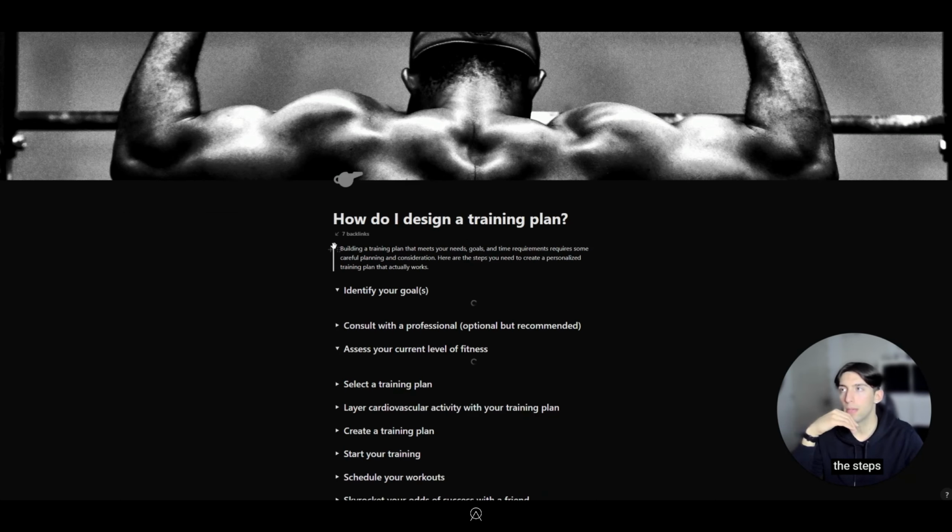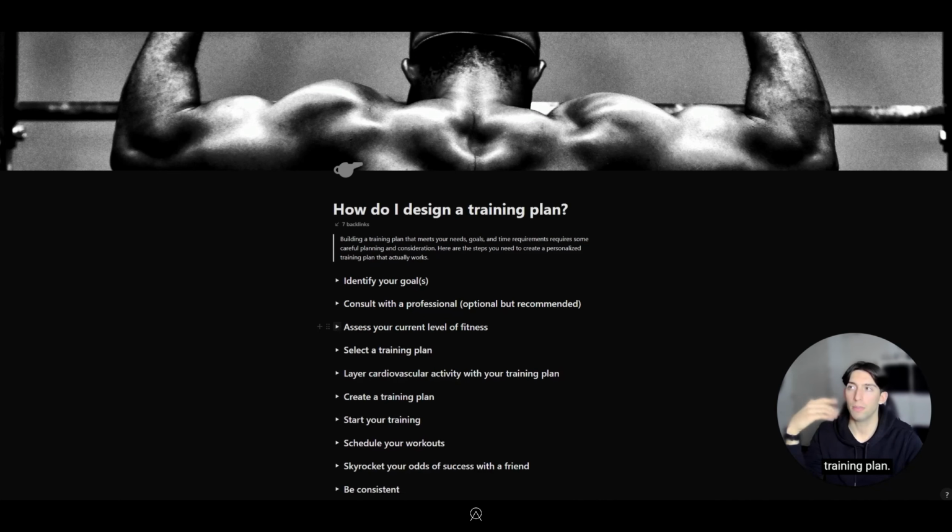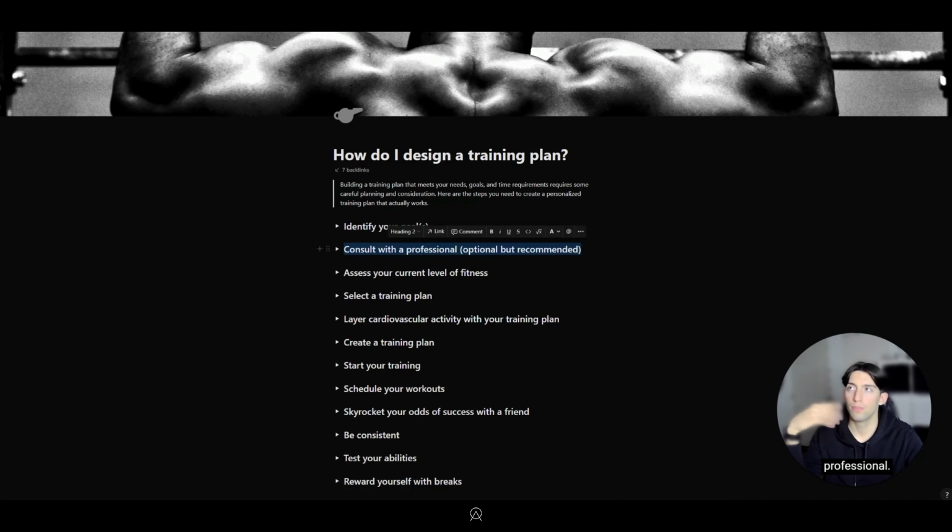Going through the steps, we've dived into and explored understanding macronutrients and stuff like that. And now we're really going to start layering and building the training plan. By the goal, consult with a professional. And now we assess our level of fitness. And then in the next step, we're going to learn about the different types of equipment and stuff like that. And then we're going to learn how to build a training plan.